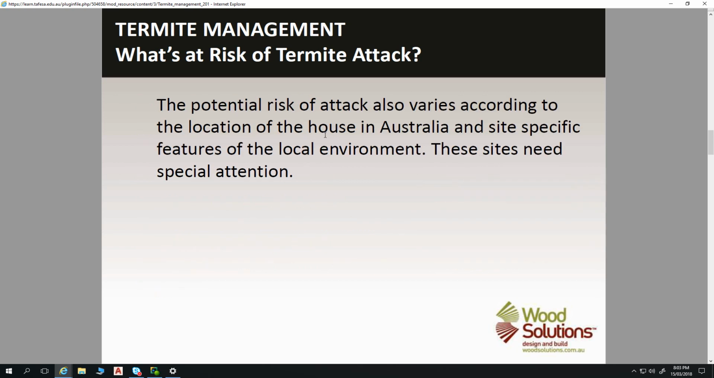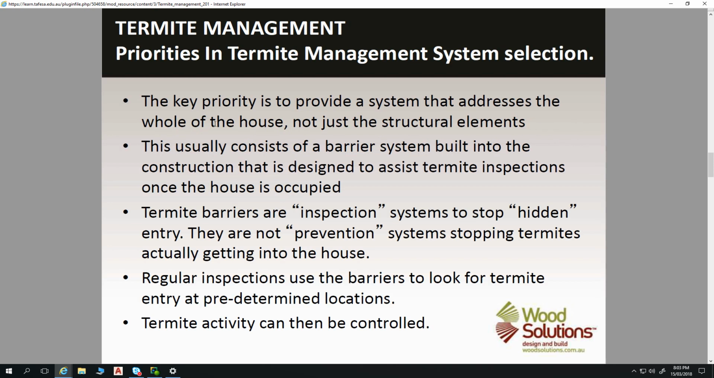The potential risk of attack also varies according to the location of the house in Australia and site-specific features of the local environment. These sites need special attention. The key priority is to provide a system that addresses the whole of the house, not just the structural elements. This usually consists of a barrier system built into the construction that is designed to assist termite inspections once the house is occupied.